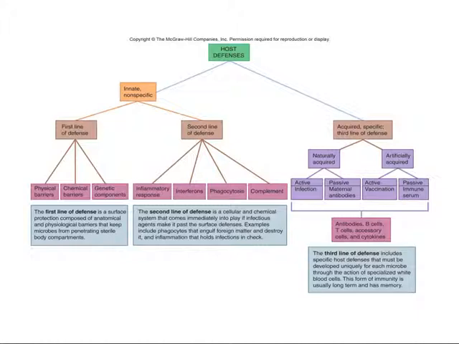So to go back to this figure, which we'll continue to come back to, we're looking at our innate or non-specific defenses. We've considered the first line of defense, where we had physical barriers, chemical barriers, and genetic components that prevented entry of microbes. This first line of defense is the surface protection layer. It's composed of anatomical and physiological barriers that keep microbes from penetrating the sterile body compartments. So far so good, right? We've now covered the first line of defense.